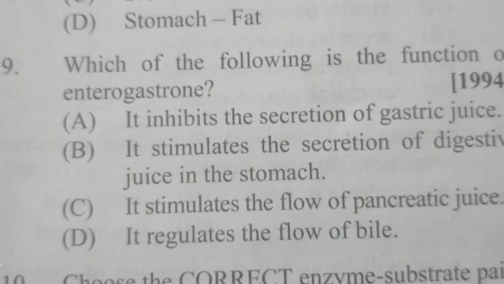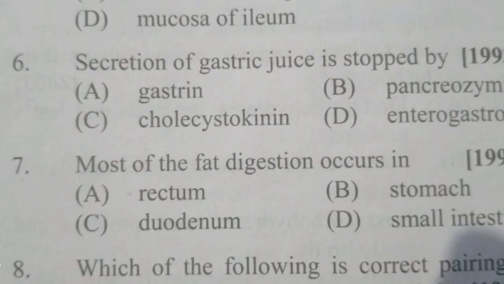Okay, our next question is, which of the following is the function of enterogastrone? It inhibits the secretion of gastric juice. This one is correct. Okay, our next question is, secretion of gastric juice is stopped by, as we have already discussed, the correct answer is enterogastrone.